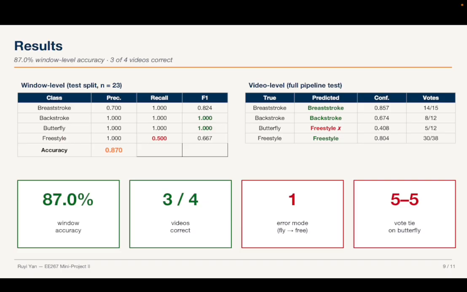And at the video level, 3 out of 4 videos correct. Breaststroke at 85.7% confidence, backstroke at 67.4, freestyle at 80.4. The one error is butterfly predicted as freestyle, but it's a near tie: 0.3264 butterfly versus 0.408 for freestyle. The model isn't confidently wrong, it's confused.